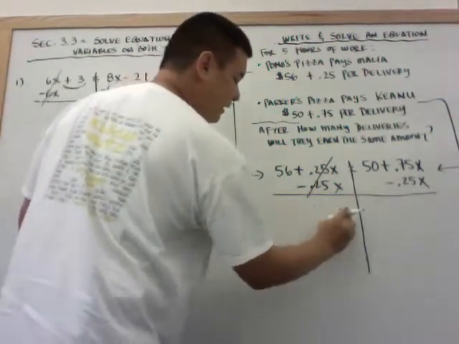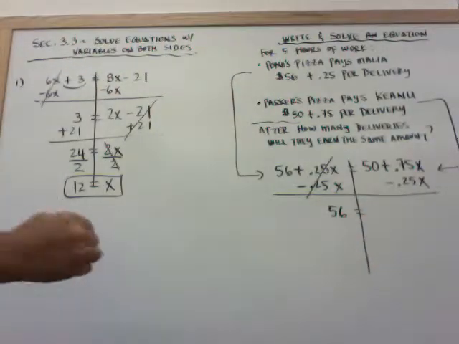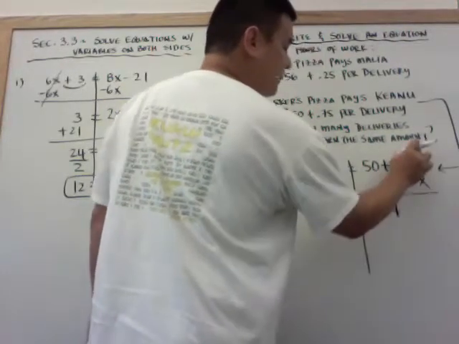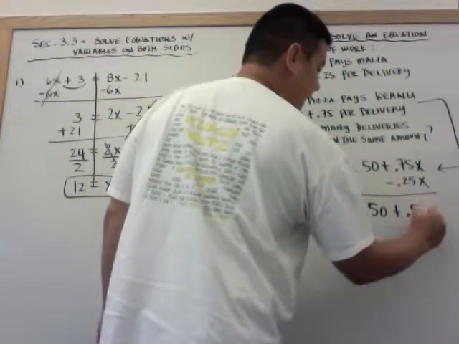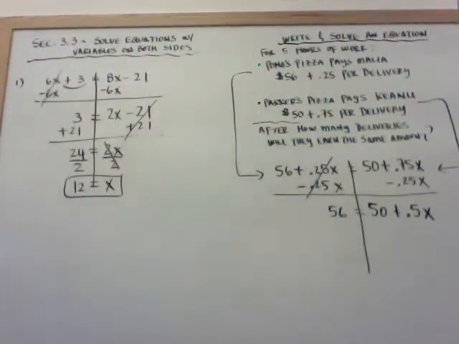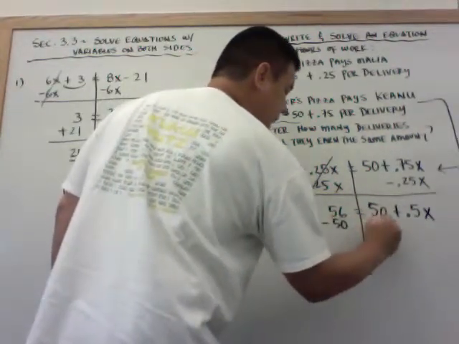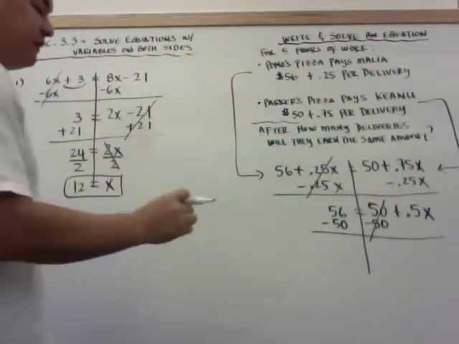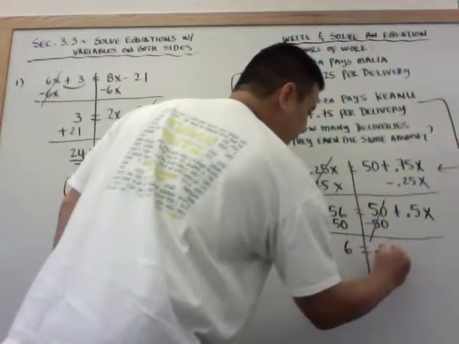And instead of writing it here now, I can move the 56 a little closer. And then I get 50 minus, I'm sorry, 50 plus, excuse me. And 0.75 minus 0.25 is 0.50x, or 0.5x. You can drop the 0 after the 5. Now I can see I need to get rid of the 50, so I'm going to minus 50. And get rid of it. So when I go 56 minus 50, I get 6 is equal to 0.5x.